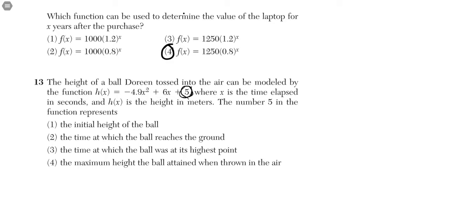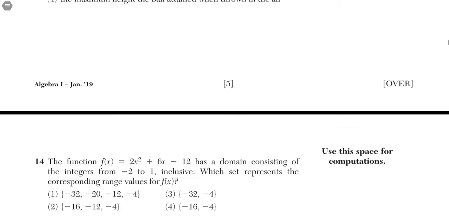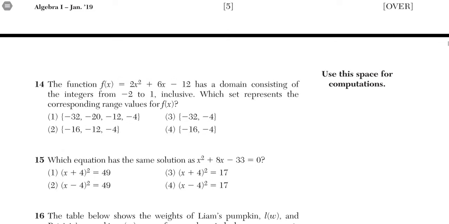Choice 3, the time at which the ball was at its highest point. To find that, we would graph it and then use the maximum function on the calculator. Maybe we'll get to that later. The x value would be the time that the ball was the highest, and the y value would be the maximum height that the ball attained when thrown. So it's 1, right? The constant at the end, without an x next to it, that's the initial height of the ball. Okay, domain and range.